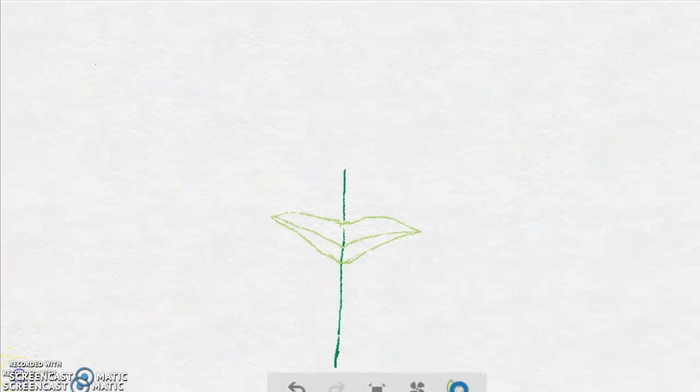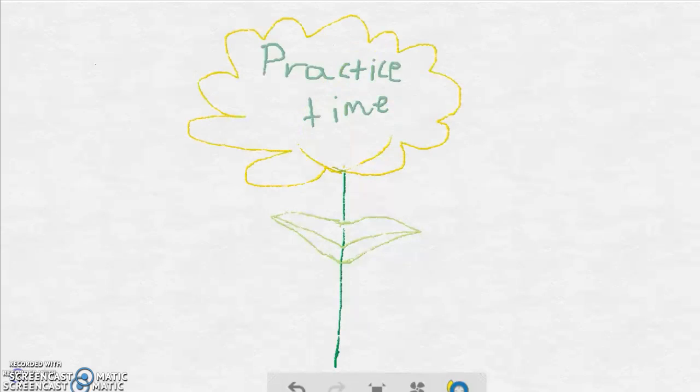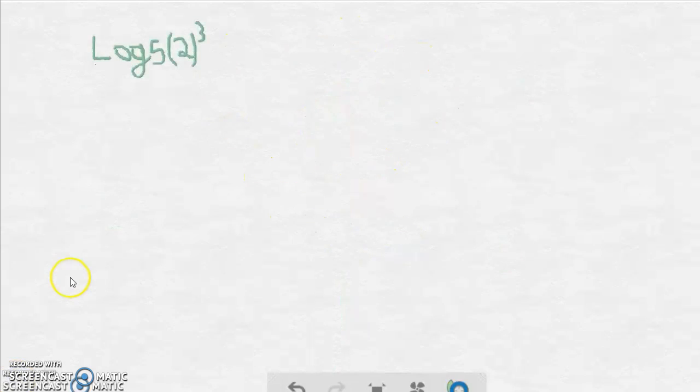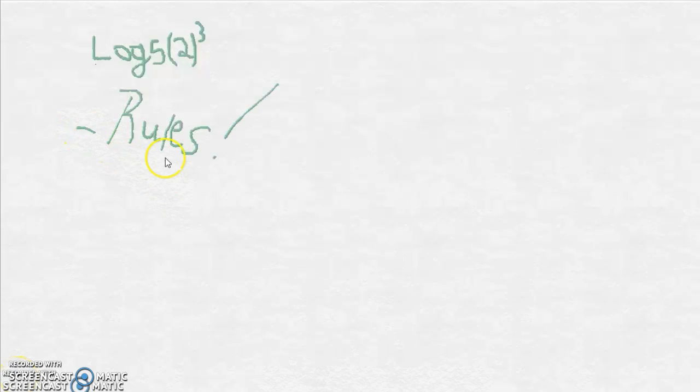Okay, so practice time! Oh, that's so cute. Okay, so we're going to be solving the equation log of 5 times 2 to the exponent of 3. Remember the rules.